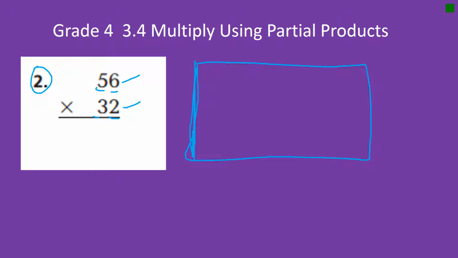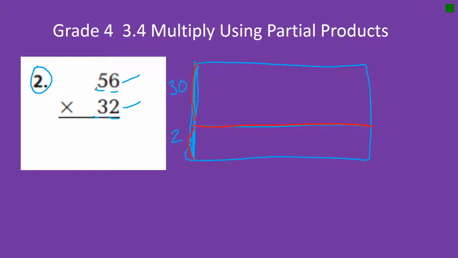Okay, so I'm going to break apart 32 into 30 and 2, because 30 plus 2 is 32. And I'm going to draw a line right there. Up here I have 30 rows, and here I have 2 rows, 32 rows, just separated by this line. And that line is going to separate our partial products.